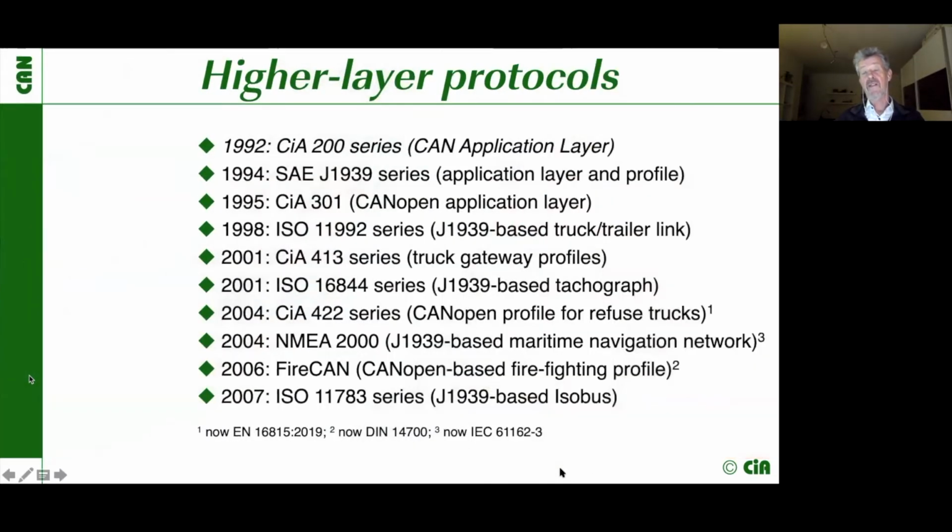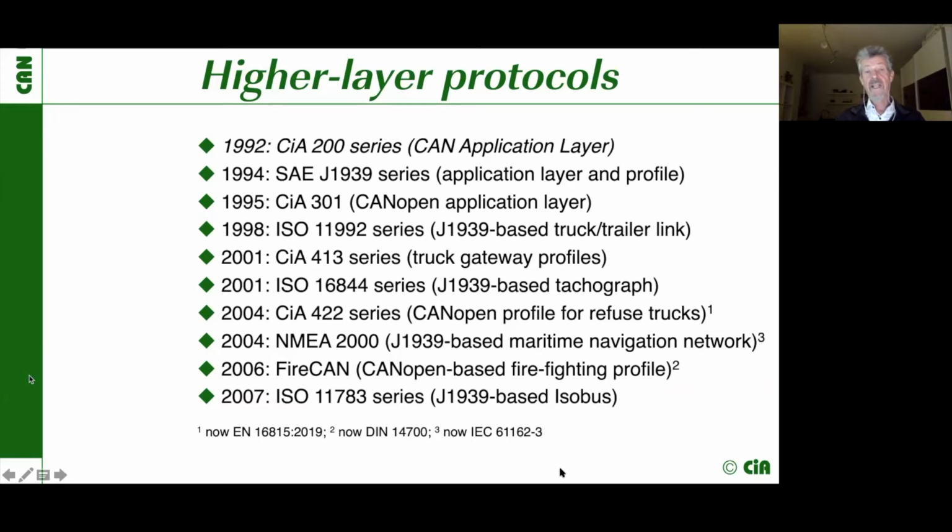Before we go into the details of what is available today and why it has been developed, just a brief history of the development of higher-layer protocols. CIA started in 1992 the development of the CAN application layer, which was a very academic approach. Of course, it was used in some applications, but this specification required too many resources, so it did not have that big a commercial success. This is why in other associations like the SAE, the J1939 was developed and published for the first time in 1994. CIA took over from a European research project something related to the CAN application layer, but it was just a profile which you can implement more easily and with fewer resources.